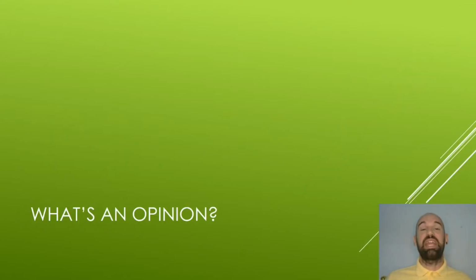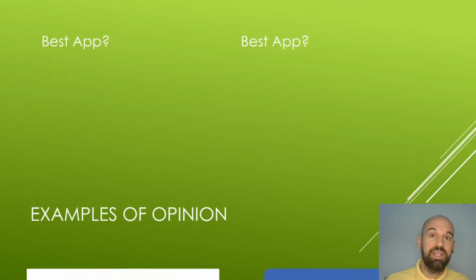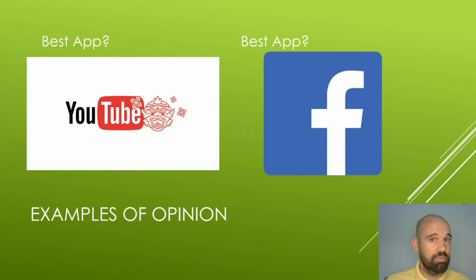Let's begin. What is an opinion? Well, if you search in Google, an opinion is a view or your perspective on something. When we talk about opinion, we are not talking about a scientific fact. We're just talking about what you think from your experience. Let me give you an example. YouTube, Facebook. Which app is the best app? Some of you might be saying, oh, YouTube, totally the best app. But some of you might be saying, no way, not YouTube. Facebook is the best app.